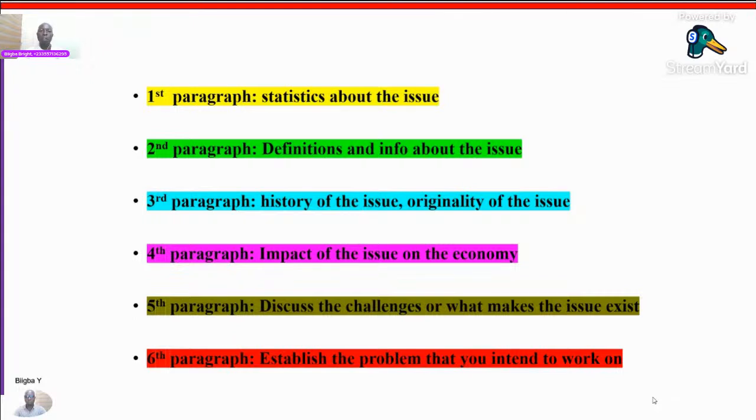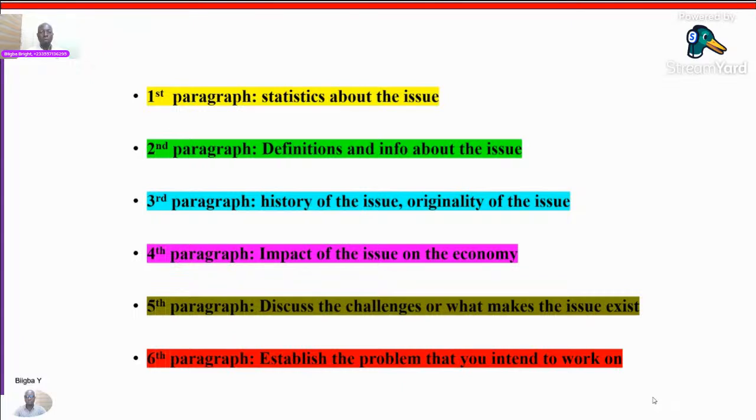Then you would have given us the historical or the originality of the issue. Then you would have given us the impact of the issue on the economy. Then you would have discussed what actually makes the issue exist. And then in this case, you are now trying to use that last paragraph, which may not be a long one, to tell us how that particular problem requires, or there is a problem with us.